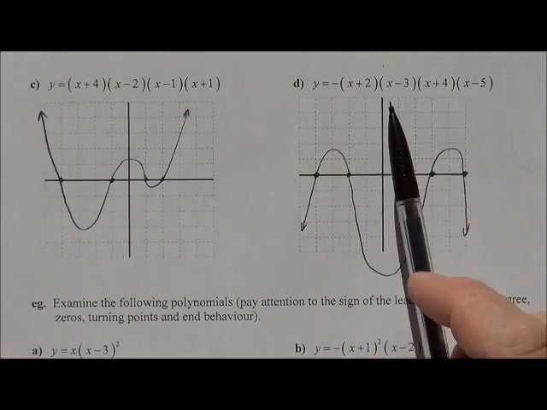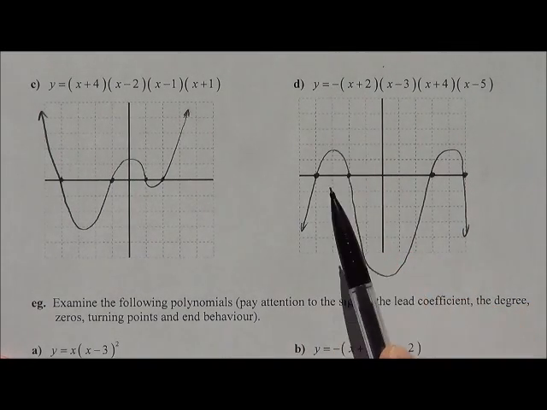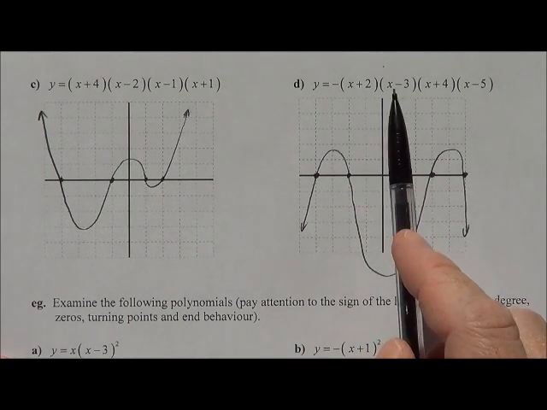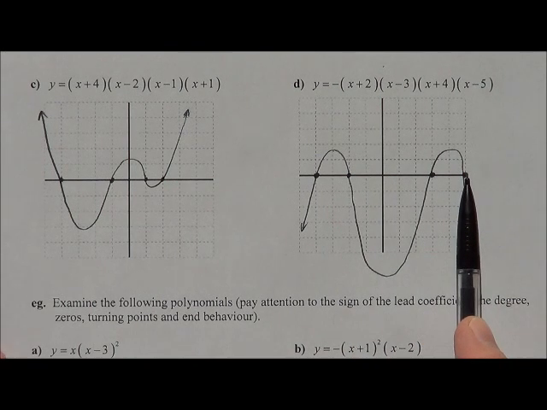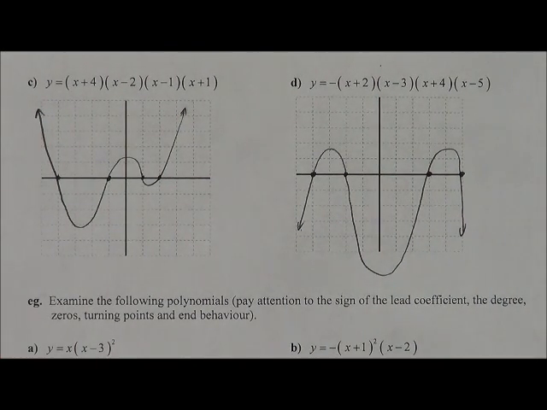For this one, opening down because the lead coefficient is negative, so generally it's opening down, and these four factors are going to give the four zeros here. And of course, again, the ends go in the same direction.